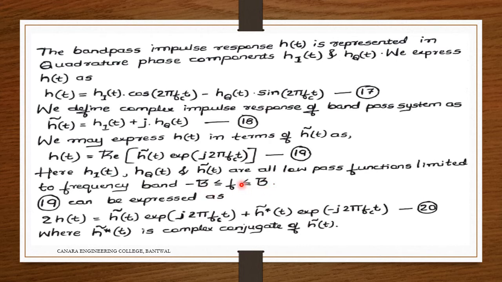Now we consider this equation 19. It can be expressed as 2 h of t is equal to h cap of t into exponential of j 2 pi fct plus h cap star of t, that is the complex conjugate of h cap of t, into exponential of minus j 2 pi fct. This is how we represent it, and it follows from equation 19.